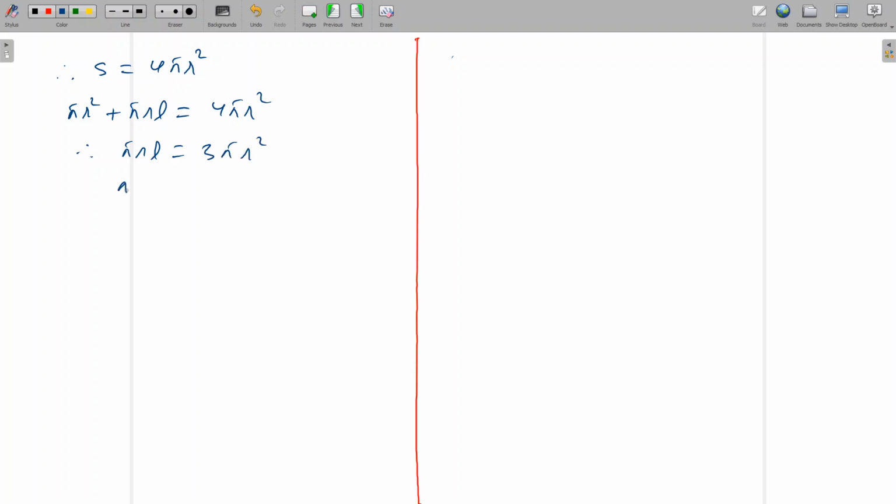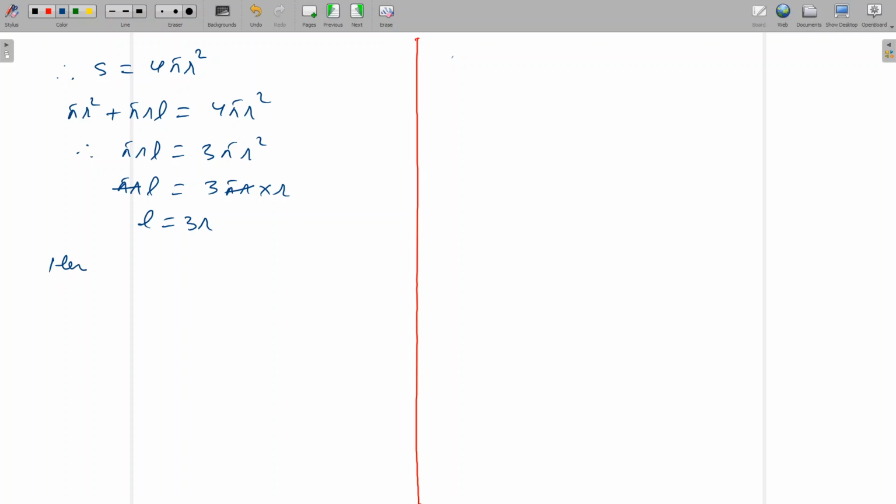So simplifying this, we will be getting pi r L equal to 3 pi r into r. Pi r and pi r cancel on both sides. So we will get L equal to 3r. So we have got L as 3r. Now, to check whether V is maximum or not, we have to find the second derivative of Z.